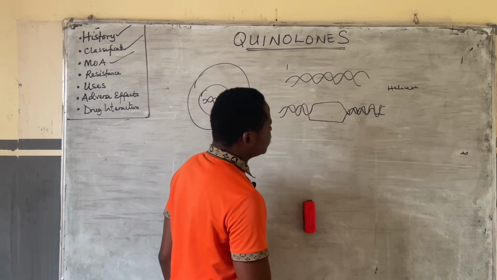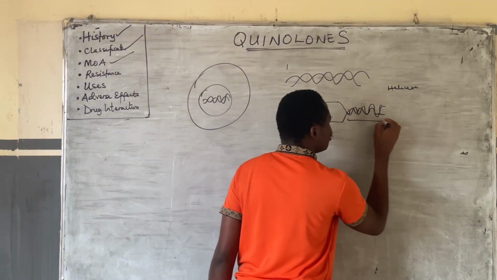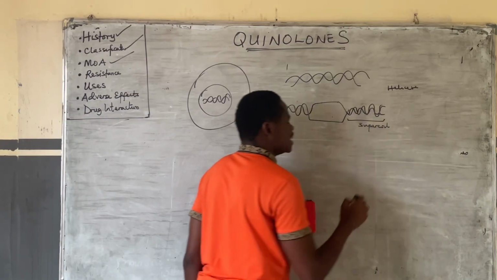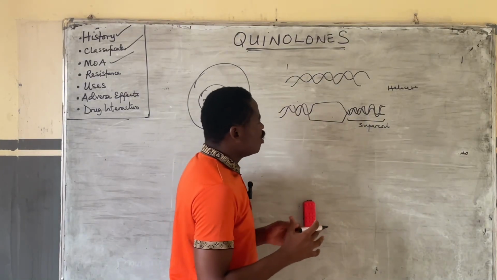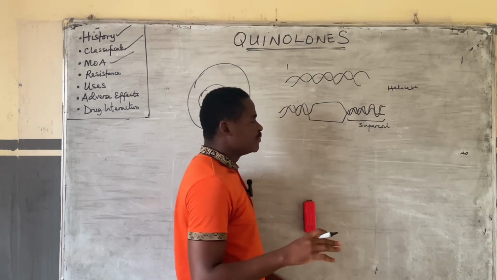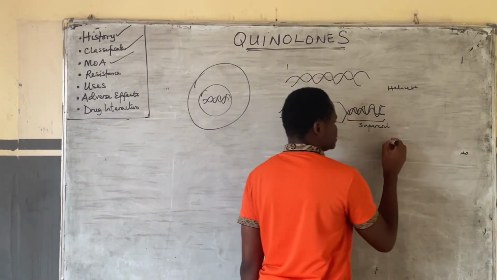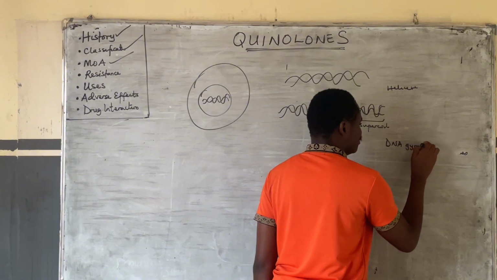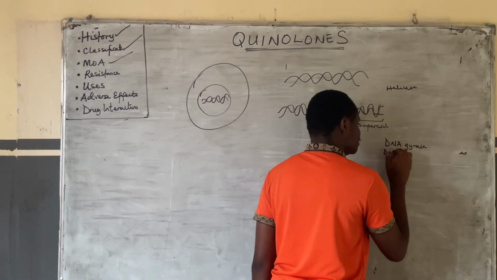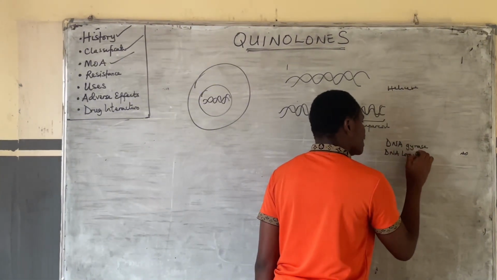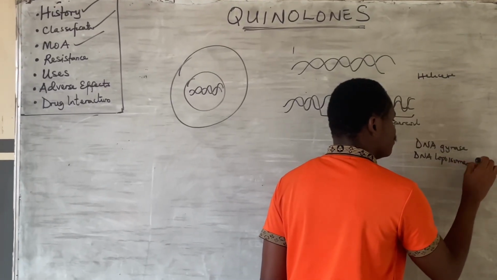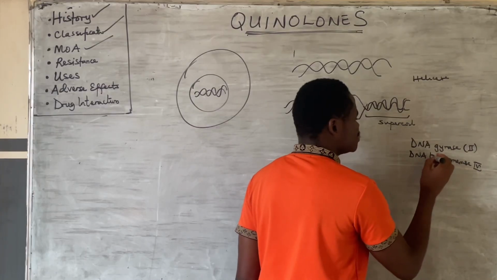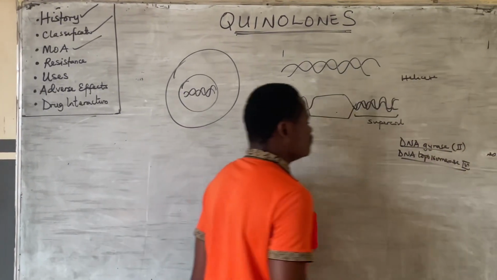Now, that stuck together is what we call a supercoil. A supercoil can have an adverse effect on replication. It can halt replication. So the body now brings in a second enzyme, either DNA gyrase or what we call DNA topoisomerase 4. Gyrase is also called topoisomerase 2, and topoisomerase is also called 4.